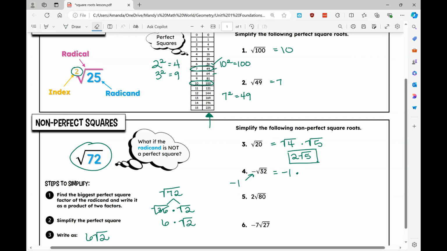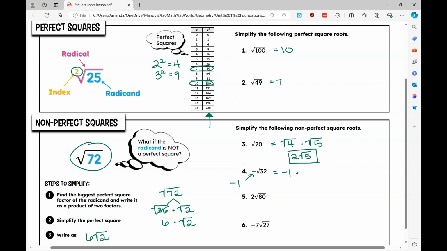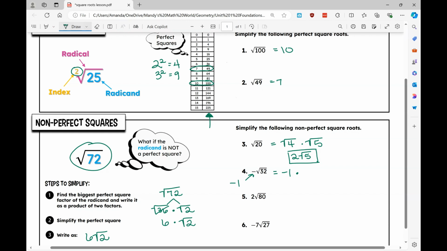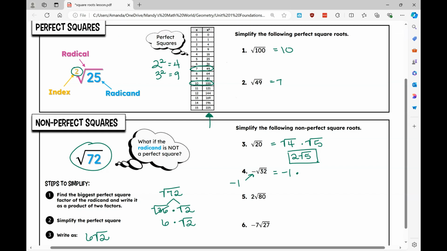I'm going to erase some of this so that there's not so much over here. To find the biggest perfect square that's a factor of 32, start with 25, and I encourage you to pause the video and find it. It's 16 right here, okay? So I'm going to rewrite this as -1 times the square root of 16 times the square root of what? The square root of 2.